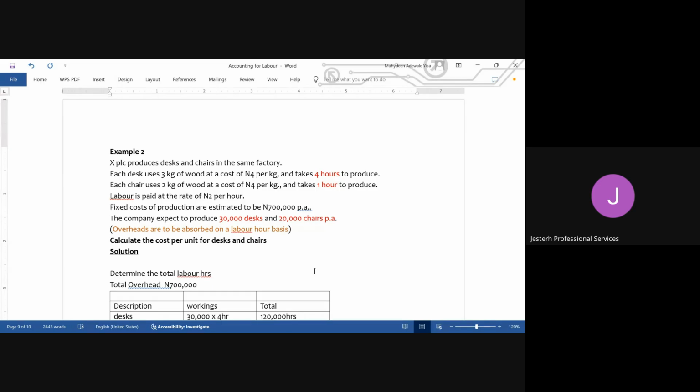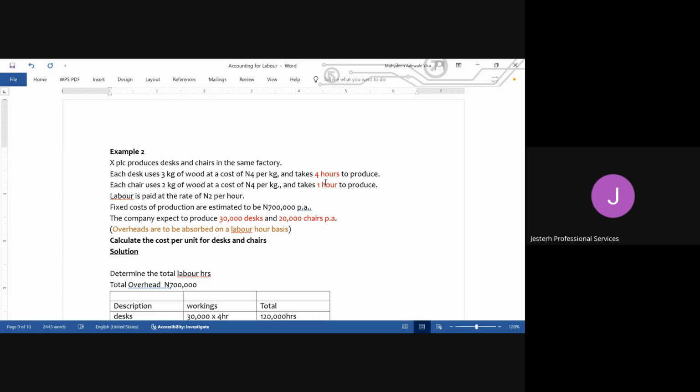So in these questions now, the only thing that I expect you to say is, okay, they say our overhead should be absorbed. I just want someone to say that our overhead should be absorbed based on labor hour rate. And each labor hour, it means, okay, for us to produce each unit of a desk, we need to spend 4 hours, and then our labor is based on the total hours that we are going to spend in producing each unit.